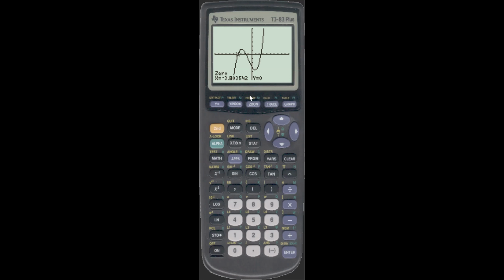Okay, so to find the next one, you're going to do the same thing. You do a second calc 0. This time the left bound is above. It's like, where's left of this point? Well, left happens to be above. The right bound is below. And then you guess right there. So minus 1.62.